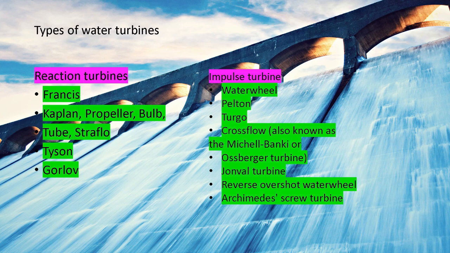Types of water turbines: there are two. First, reaction turbines: Francis, Propeller, Bulb, Tube, Straflo, Tyson, Gorlov. For impulse turbines: water wheel, Pelton, Turgo, Crossflow, Ossberger turbine, Jonval turbine, reverse overshot water wheel, and Archimedes screw turbine.